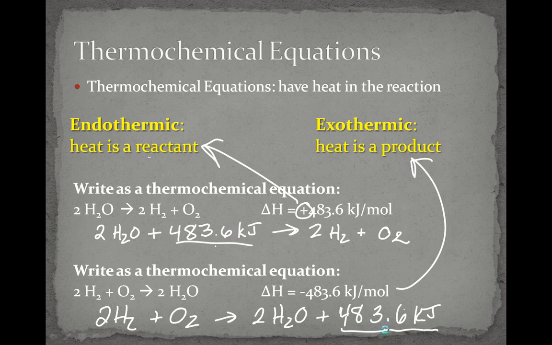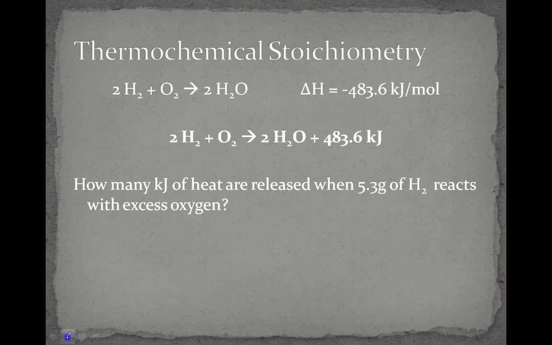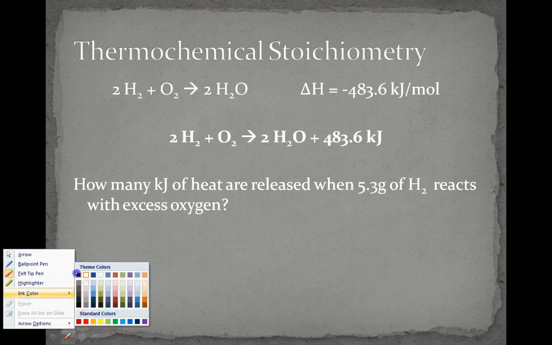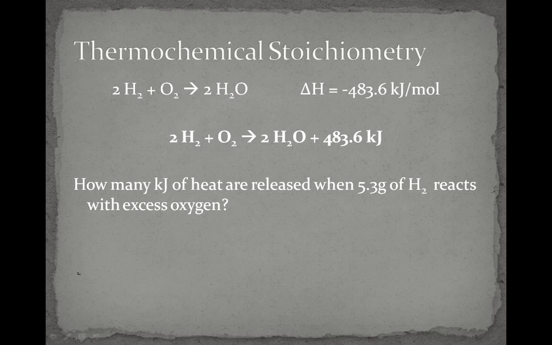We're going to be applying that today with an example kind of like this. Let's get a better color. I think this white is kind of hard to see. So let's take that same reaction. We'll take the second one, the exothermic one. So heat is a product. We want to find out how many kilojoules of heat are released when we react 5.3 grams of hydrogen with excess oxygen. Remember, excess means you don't have to worry about it. So what we want to do is figure out how much heat will be released when we react our hydrogen.